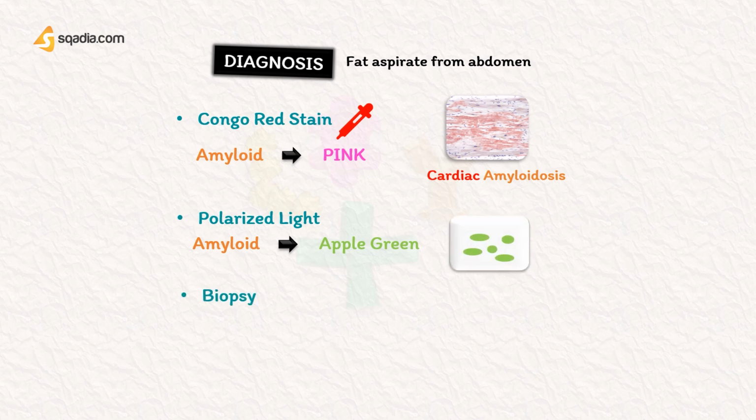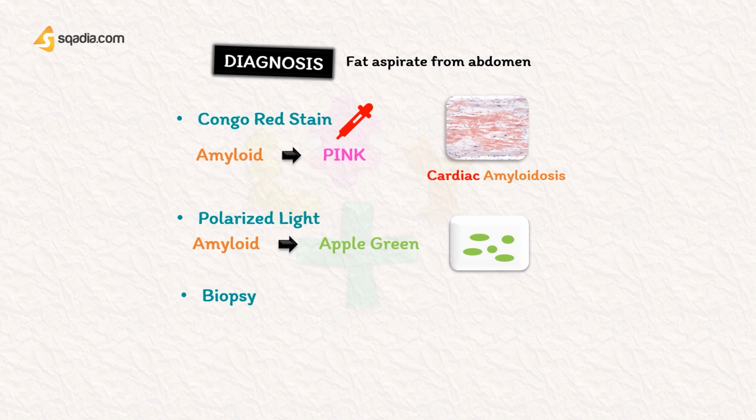Biopsy is another option, which is performed by taking a small sample from living tissue and examining it under a microscope. It is done when the above-mentioned tests appear negative, but the condition of the patient still predicts the presence of amyloidosis.